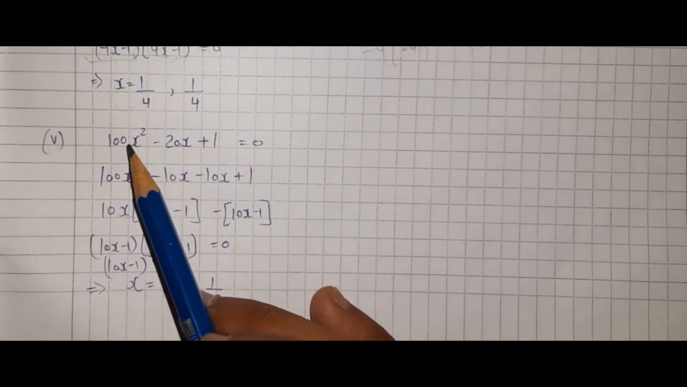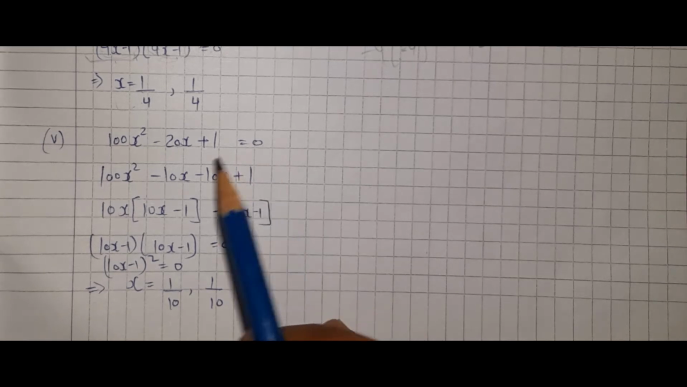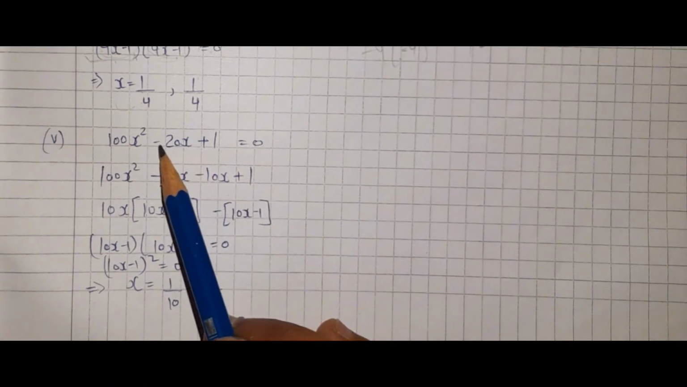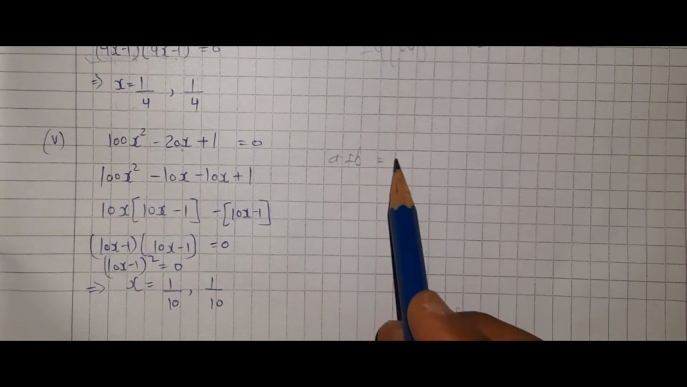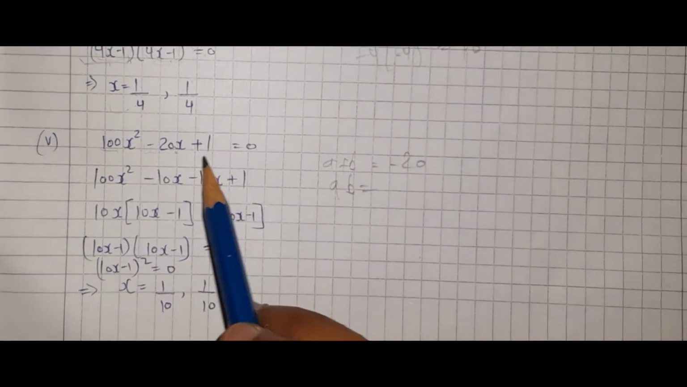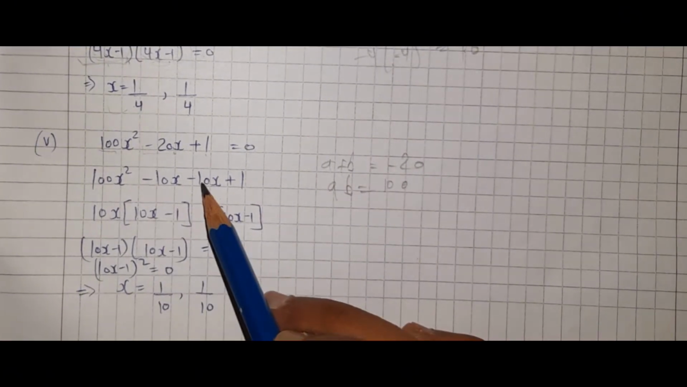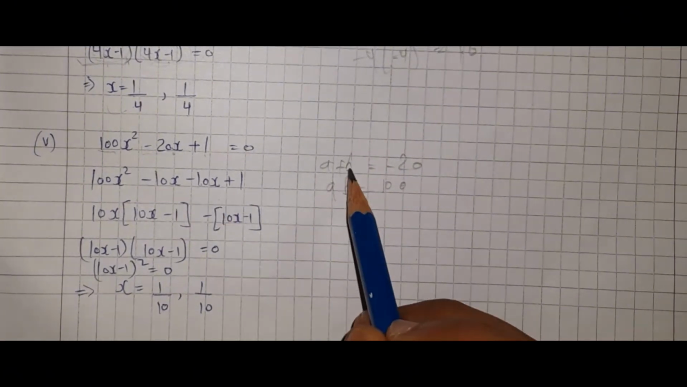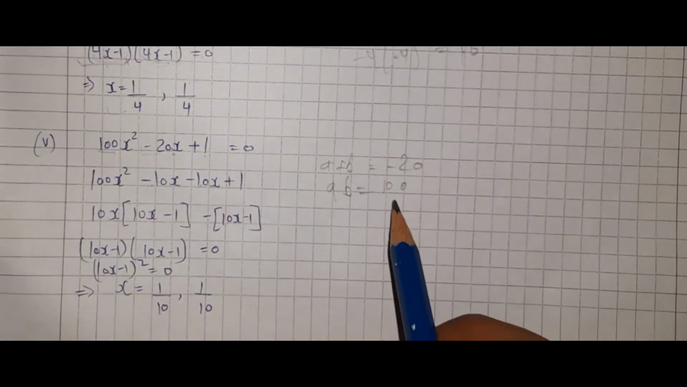Fifth one, 100x² - 20x + 1 = 0. Now here we need two numbers such that after their addition we will have -20, and after their multiplication we will get the product of the first and the last term, that is 100. So -10 and -10 are the two numbers such that after adding we will have -20 and after their multiplication we will have 100.